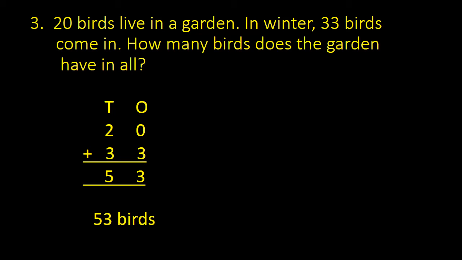Now add the numbers in ones place, 0 plus 3. Children, 0 plus 3 is equal to 3. Write 3 under ones place. Add the numbers in tens place. 2 plus 3 is equal to 5. Write 5 under tens place. So, we get the answer 53 birds. So, 53 birds are in the garden.